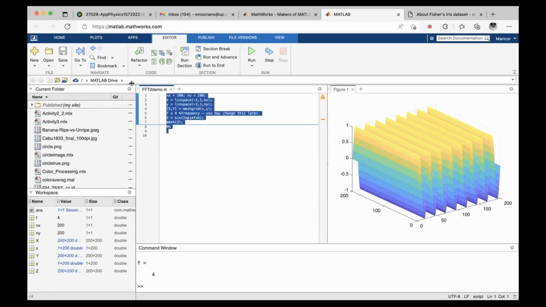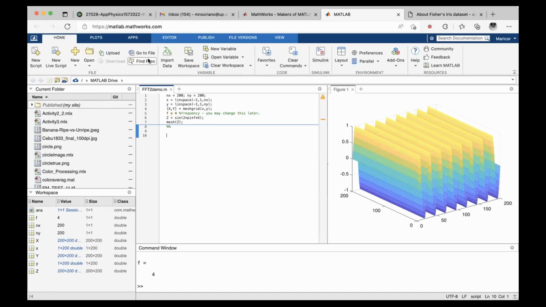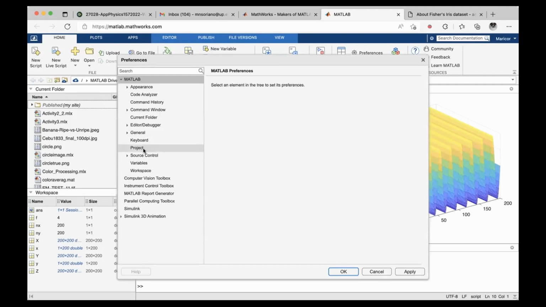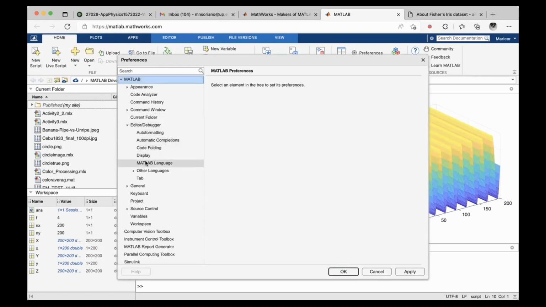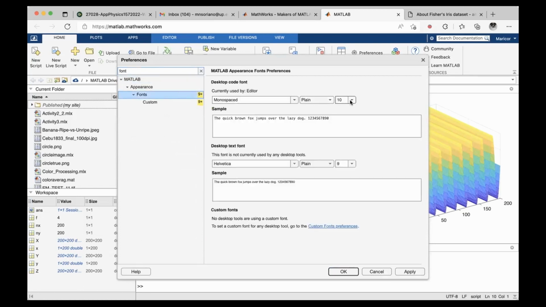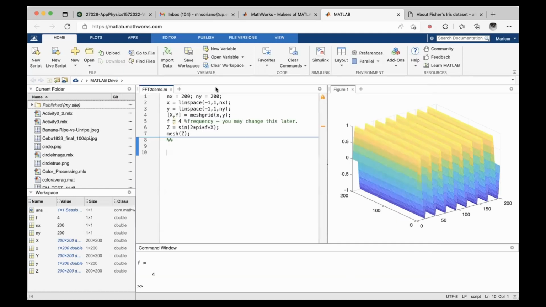Masyado bang maliit? Liliitan ako sa ating preferences dito. Ang liit eh. Ilakyan ko lang yung font. 14. Yon. Okay. So FFT, simple.